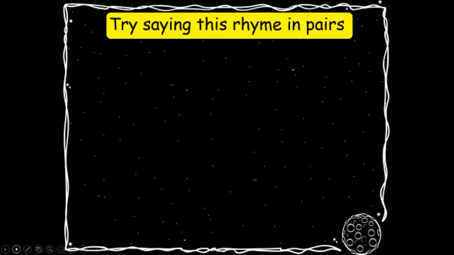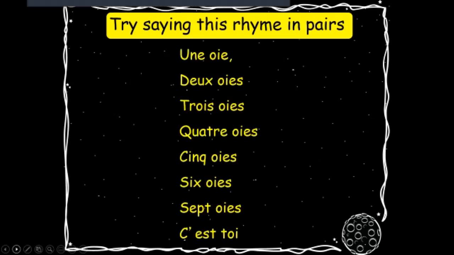Une oie, deux oies, trois oies, quatre oies, cinq oies, six oies, sept oies, sept oies. Okay, so that's a really nice traditional French rhyme. It's all about geese, and traditionally children will point to each other. Une oie, deux oies, trois oies, quatre oies, cinq oies, six oies, sept oies.